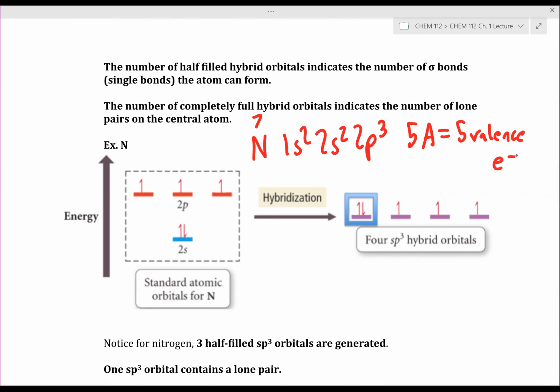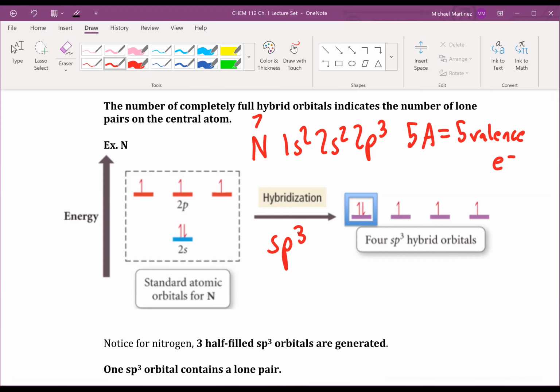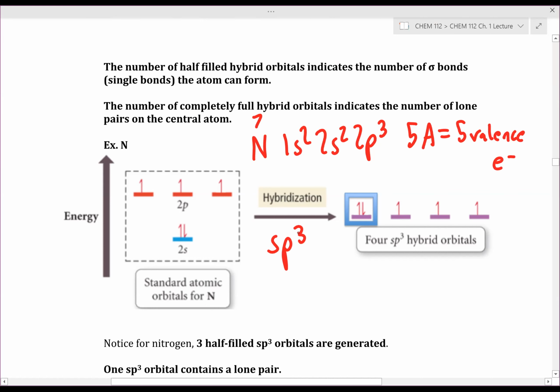So then, looking at these 5 electrons, if we hybridize nitrogen to adopt the sp3 hybridization, we take these 5 electrons and place them into our 4 hybrid orbitals. But what has changed here? Because we have 5 electrons, what ends up in one of our hybrid orbitals? Yes, we have a completely filled orbital. And this completely filled orbital is a lone pair. And more specifically, it's a non-bonding lone pair.